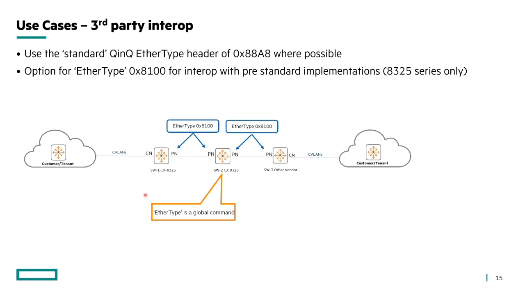Do be aware though, of course, it is a global command, which means that your provider network from end to end will be using that ether type 8100. So just be aware of that if you're including a third-party vendor that is dependent on that pre-standard implementation version of the ether type.